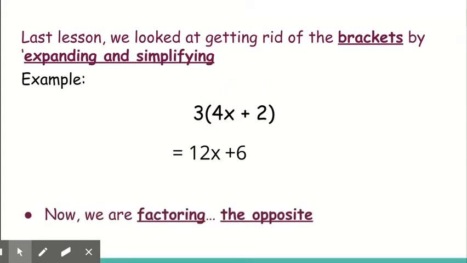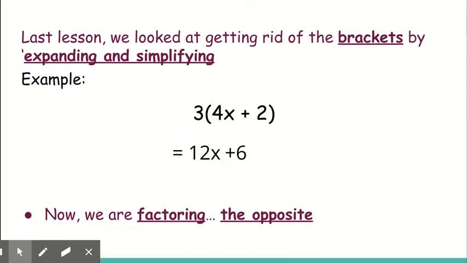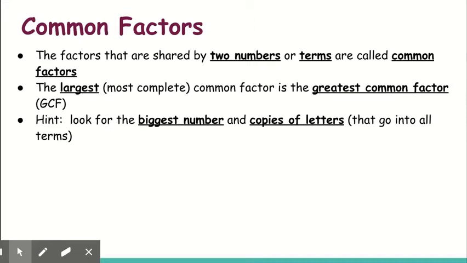So now we are factoring. So this is the complete opposite. So it's like we're going from the 12x plus 6 backwards to the brackets. So common factors. The common factors that are shared by 2 numbers or terms are called common factors. This will all make sense in a second. The largest, most complete common factor is the greatest common factor. So what we want to do is look for the biggest numbers and the biggest copies of letters that will go into all the terms.